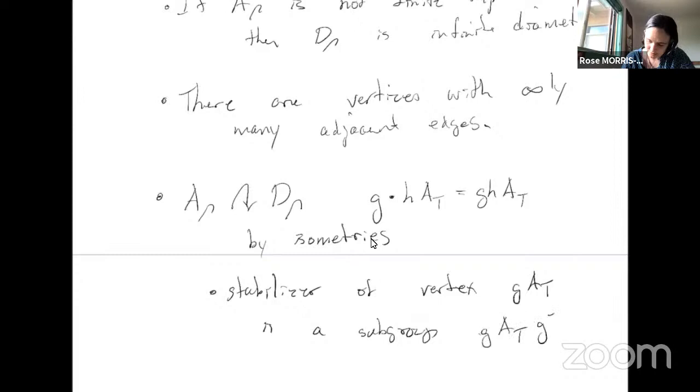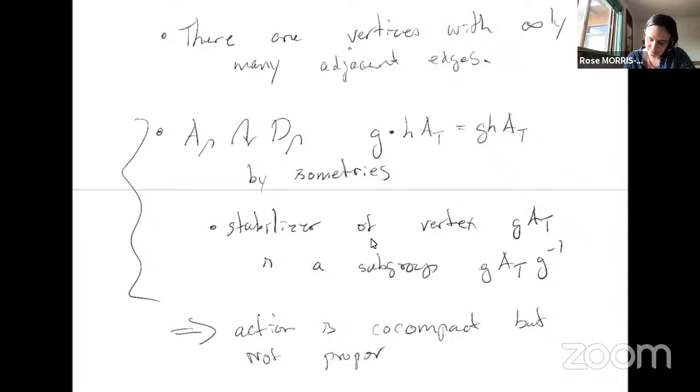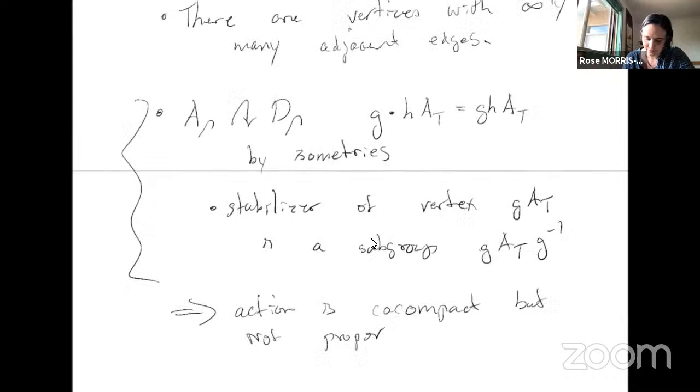So those parabolic subgroups that I was talking about in the second lecture are appearing right here as the stabilizers of these vertices. And this is one way that you can study these subgroups. And so maybe the conclusion here is that all of this stuff implies that the action is co-compact but not proper, because I have very large vertex stabilizers, but it is going to be co-compact. We just saw that, where this is my fundamental domain, and I'm just translating it all around.